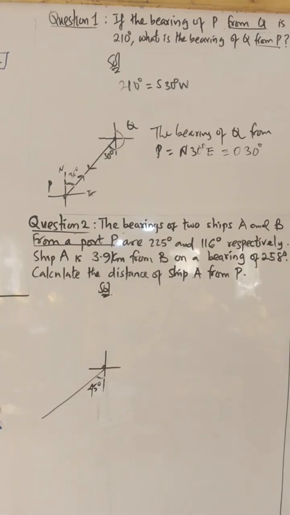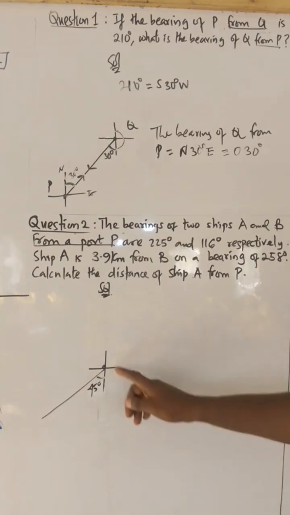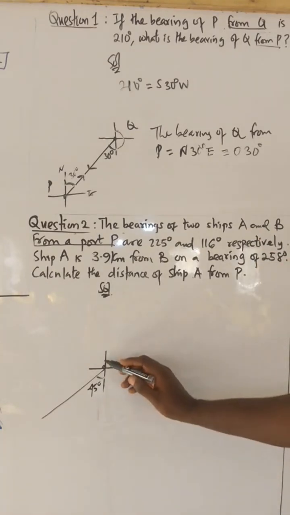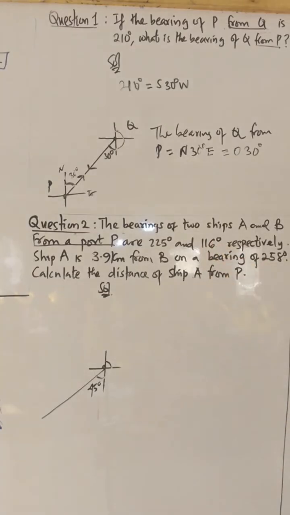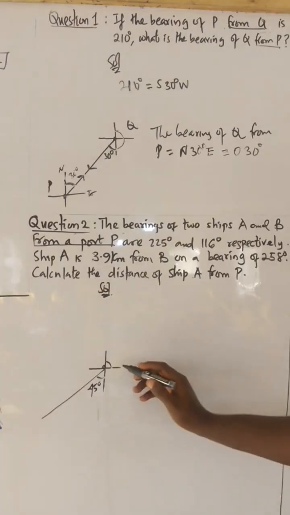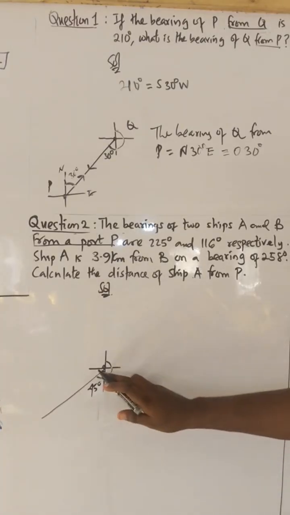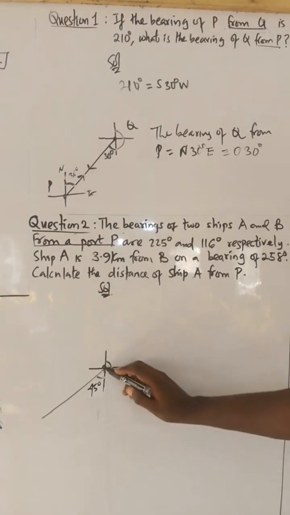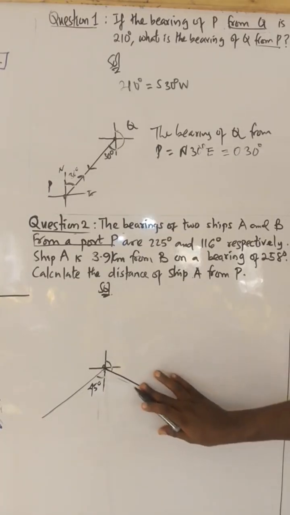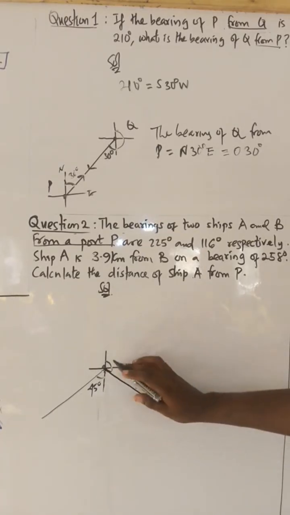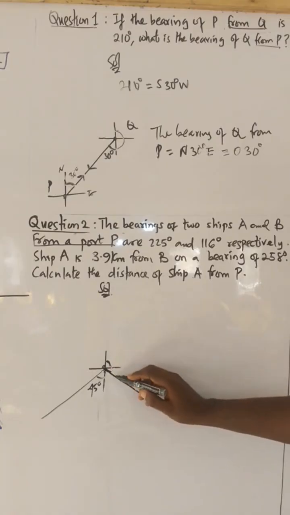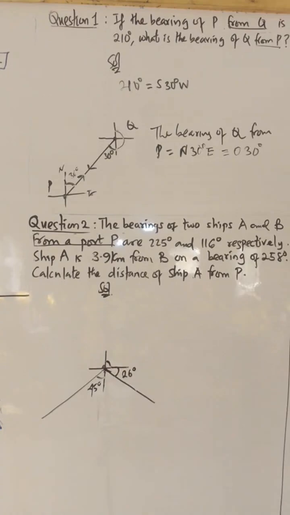Ship B is 116. 116 is more than 90, but it's less than 180. So we want to write 116 now. From 116, if we remove 90, it remains what? 26. So we have to draw the 26 and come here. So this angle here is 90. This one here is 26 degrees. So this is B, this is A, this is B.